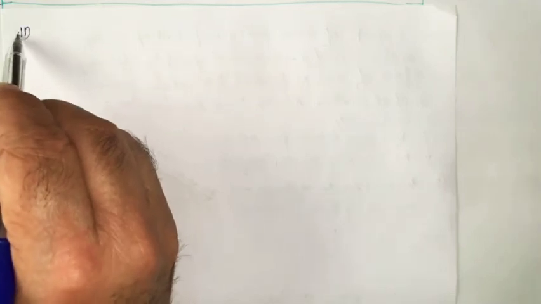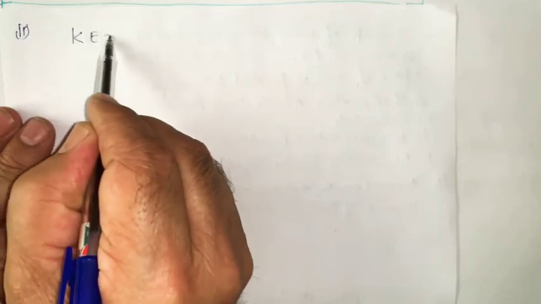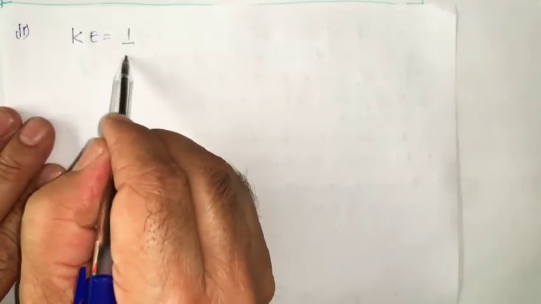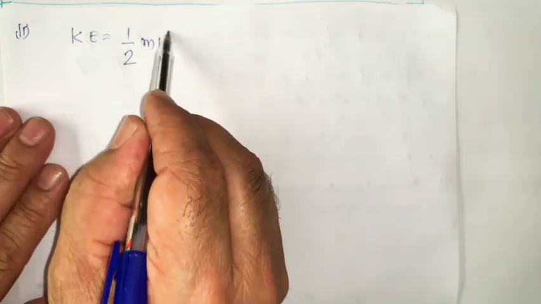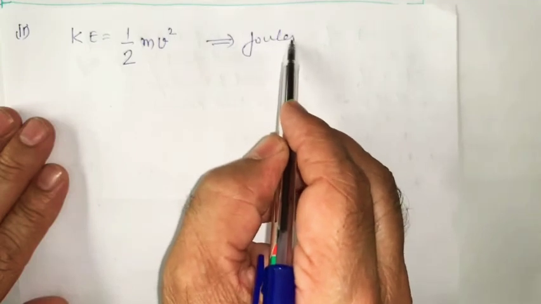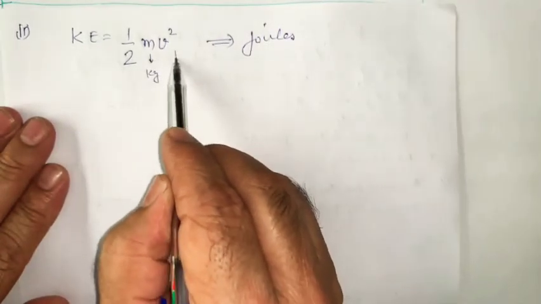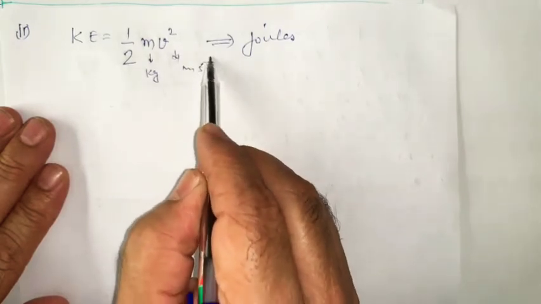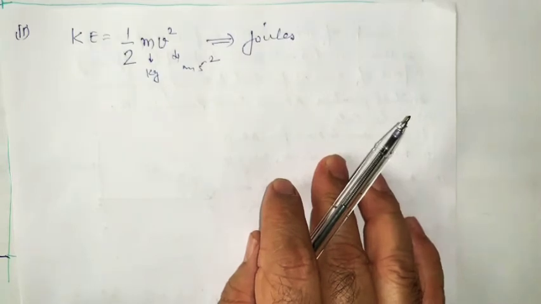Now second is about kinetic energy. You know, kinetic energy is very simple, that is always half m into v squared. It is always taken in joules, meaning mass in kilogram, velocity in meter per second. This is about the kinetic energy.